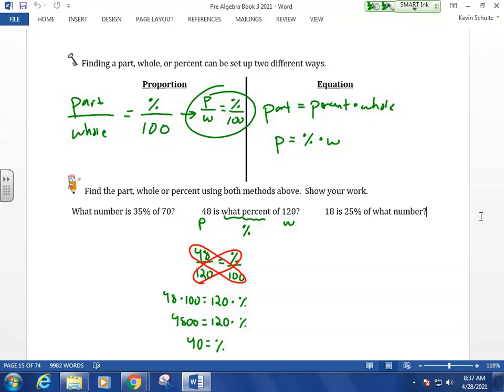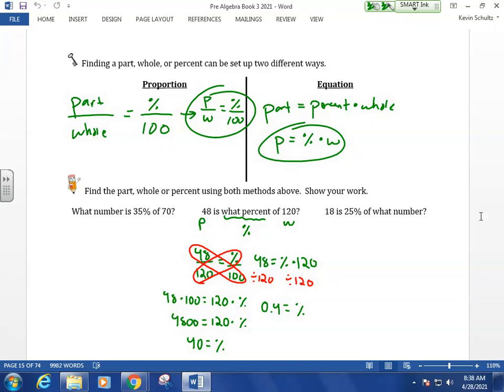Using the equation method, P equals percent times W. Our part is 48. So 48 equals our percent times our whole, which we know, 120. Now this time, our variable isn't by itself, like it was the last time. There is a one-step equation that we need to solve here. We need to get that percent by itself. So using opposite operations, since we are multiplying our percentage by 120, to undo that, we are going to divide by 120. And 48 divided by 120 is 0.4.